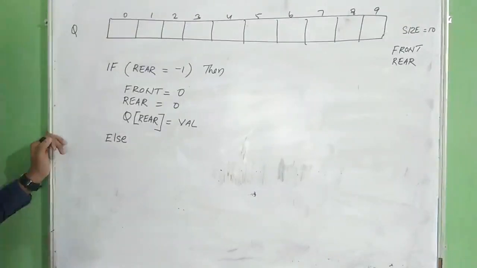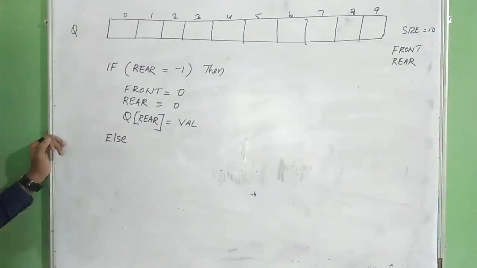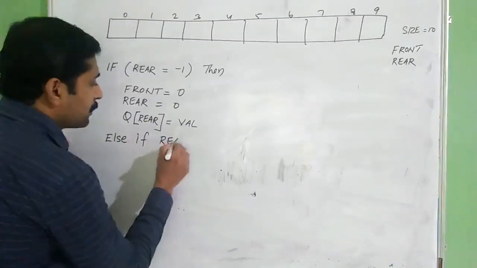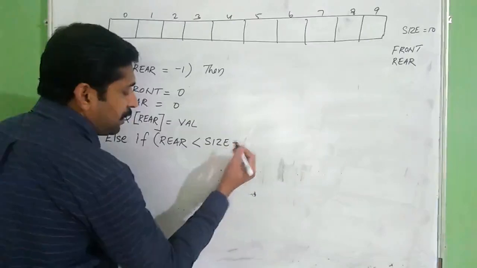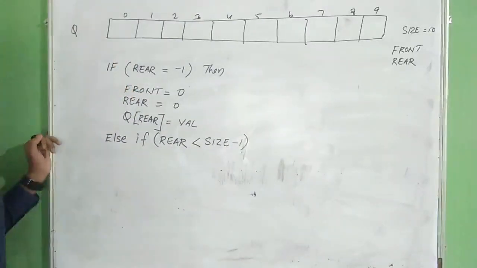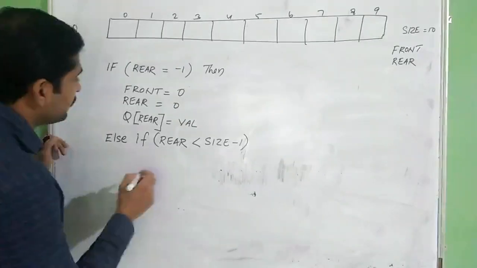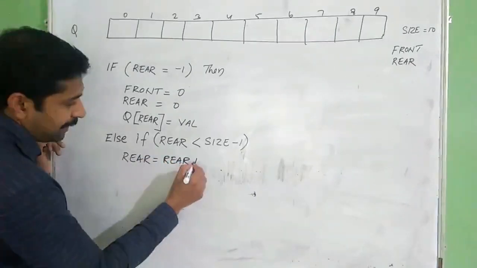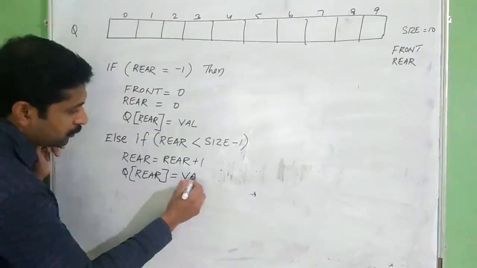Else, if it is not -1, which means it is not empty, or it may be half filled, else if rear less than size -1, which means it is half filled and there is space in the queue, in that condition rear equal to rear plus 1 and Q of rear equal to val.